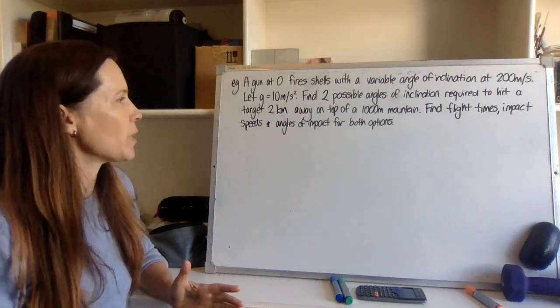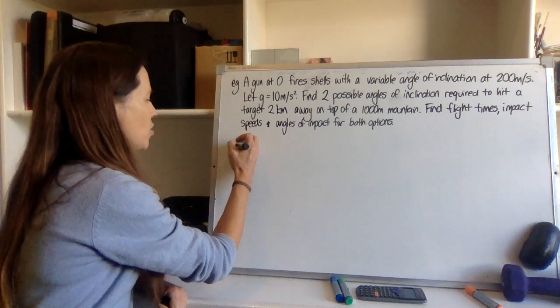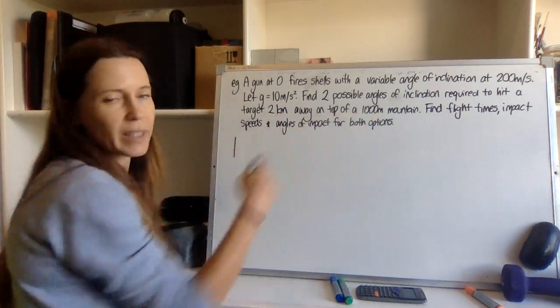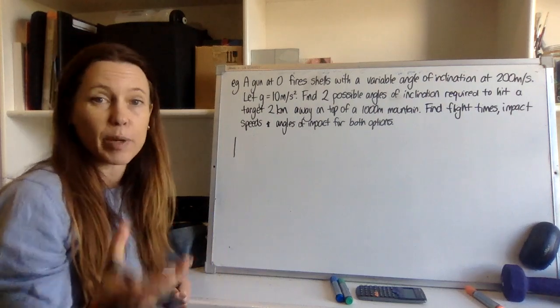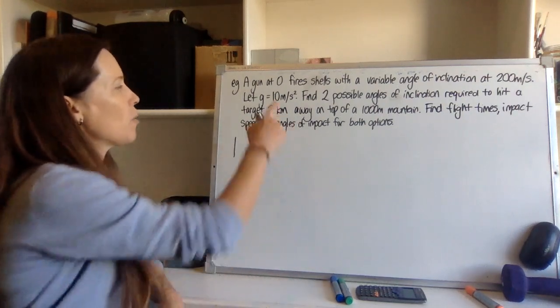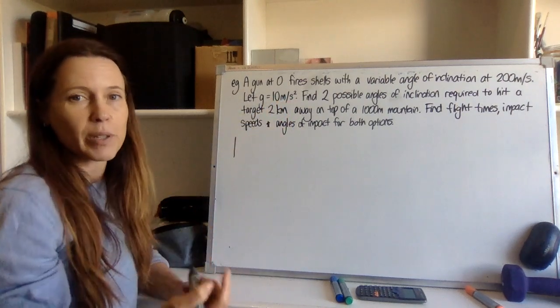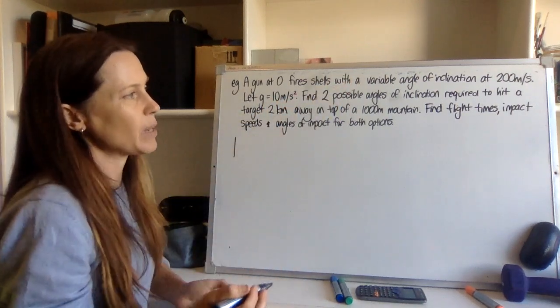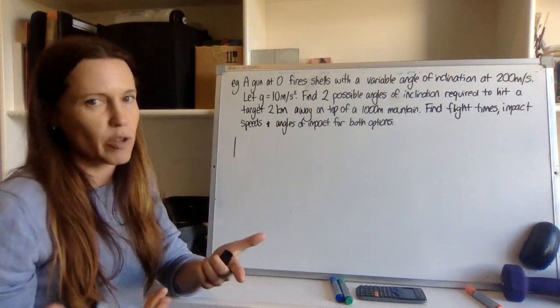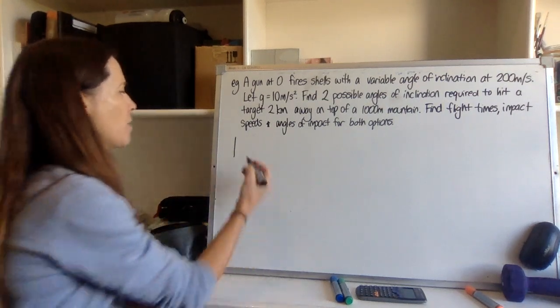Now, there's a lot to do here. Start with a simple sketch. So I can see that we've got 2 kilometers and we've got 1 kilometer there. It's tempting to change them both into kilometers so that I can just use simple numbers like 2 and 1. But remember, we've got our gravity in meters per second squared, and we've got our speed at 200 meters per second. So we need to keep everything in the same units. It's going to be easier actually just to work in meters.